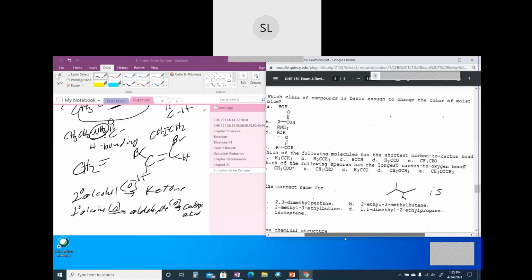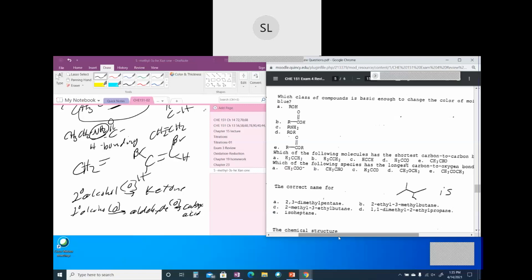Which of the following has the shortest carbon-carbon bond? You're looking for the alkyne. A triple bond is as short as it can get. All right, and so that's an alkane, that's an alkene, that's an alkyne. C is the shortest. Which of the following has the longest carbon to oxygen bond?